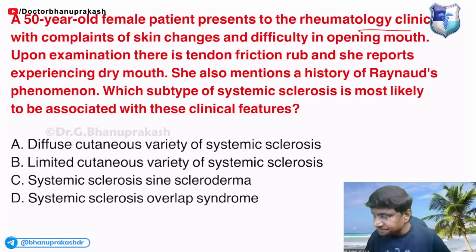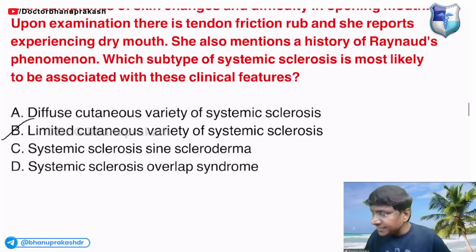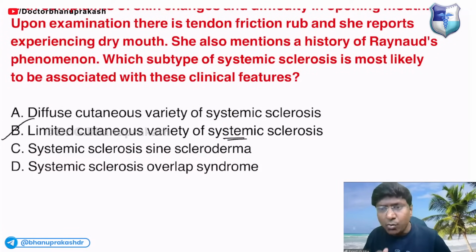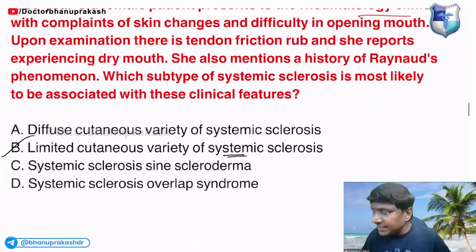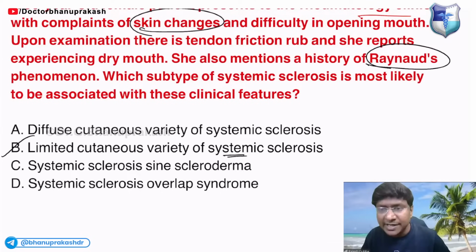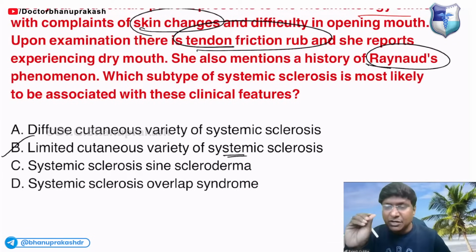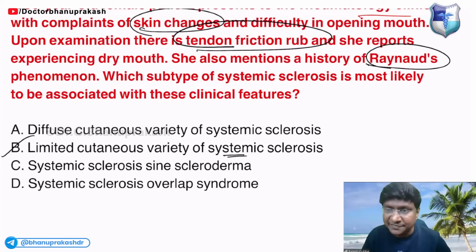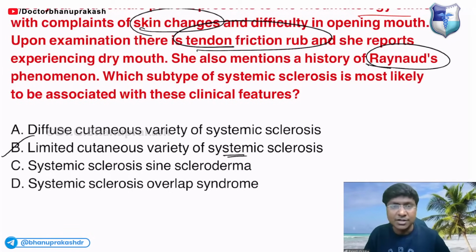Very good. So it is the limited cutaneous variety of systemic sclerosis. Why? Because you have only the skin changes, and there is difficulty in opening the mouth. And the patient is having Raynaud's phenomenon, which is again a cutaneous manifestation. And there is a tendon friction rub, that is because of the fibrosis of the skin within the fingers. That is also a cutaneous manifestation. So visceral organ involvement is not there. Because the visceral organ involvement is not there, that is the reason why we consider that this particular patient is having limited scleroderma.